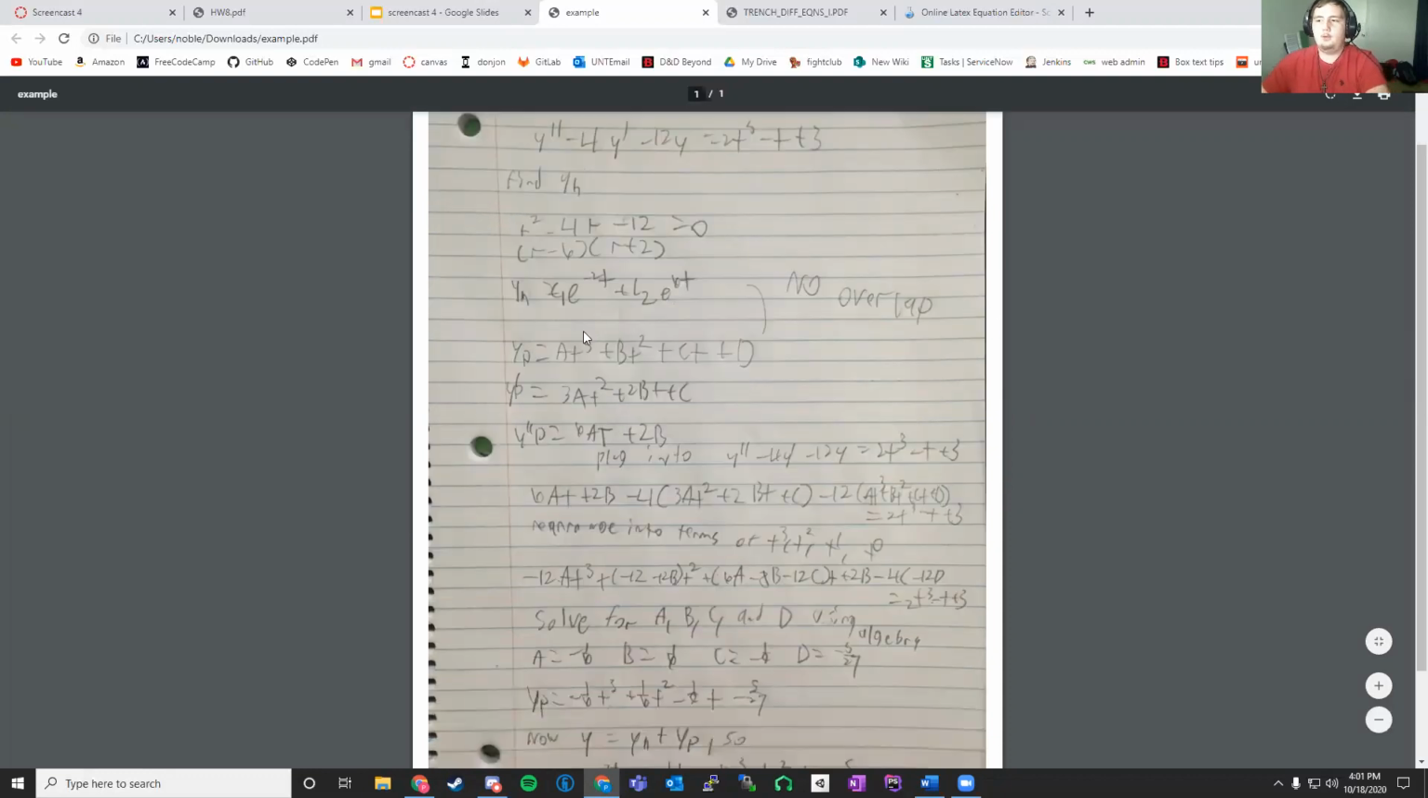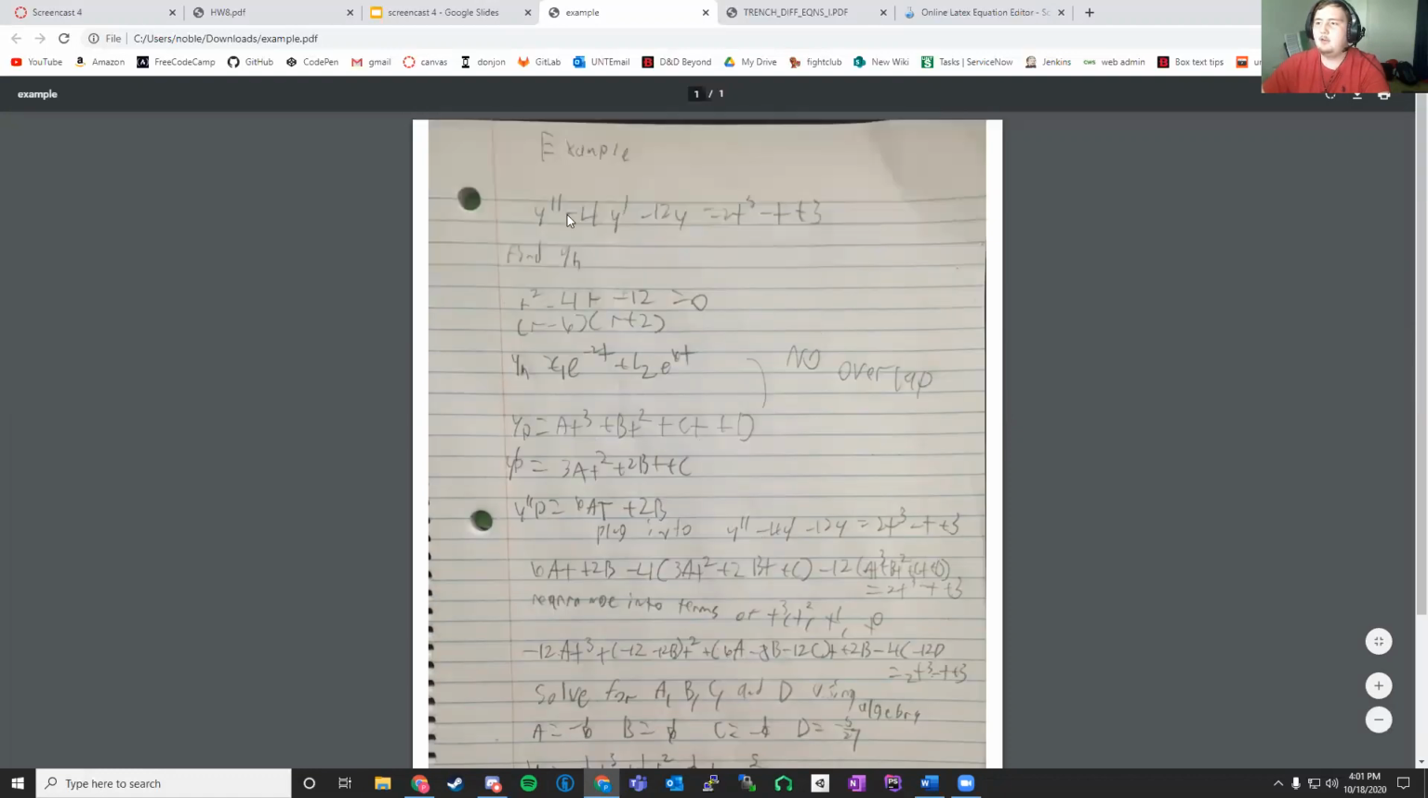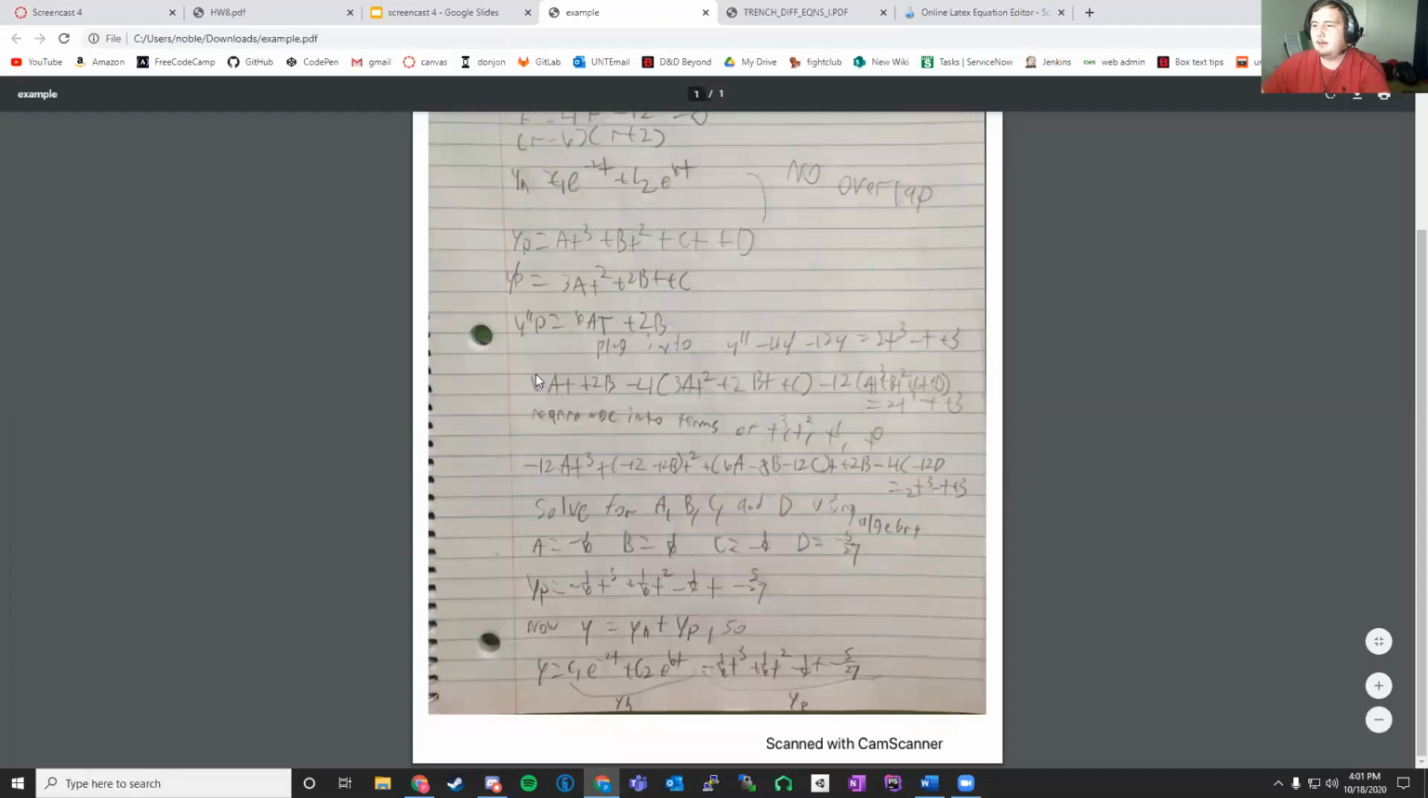And now we take our y particular, and here we see it's a cubic polynomial. So our yp is equal to at cubed plus bt squared plus ct plus d. That's an expansion we saw from earlier. Next, you'll want to find the first and second derivative, and you'll plug them back into our original equation here. It looks a little messy, and this is just a lot of algebra really, but then after this, you'll solve for a, b, c, and d.